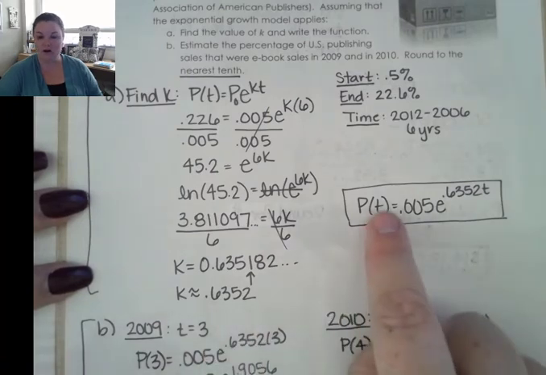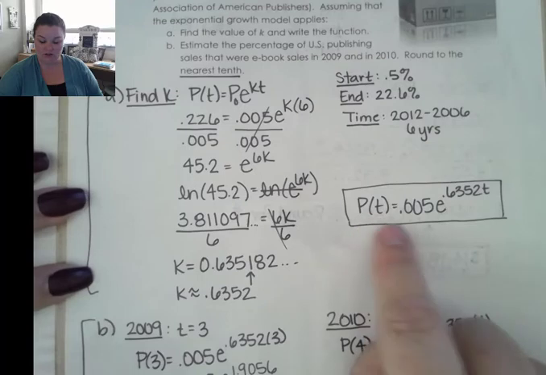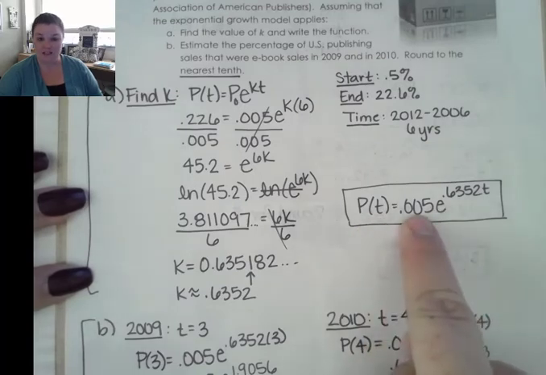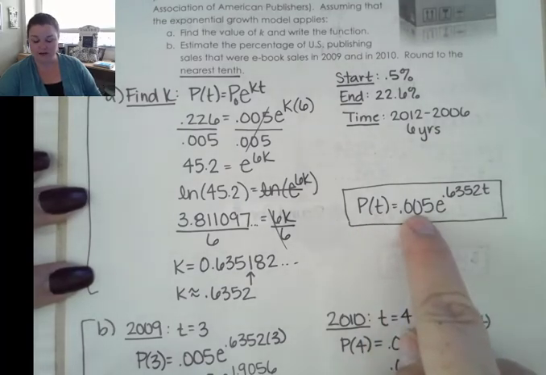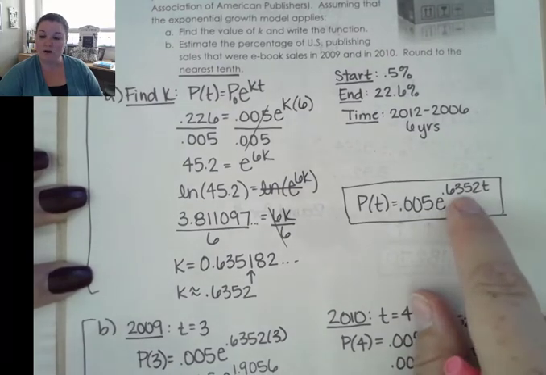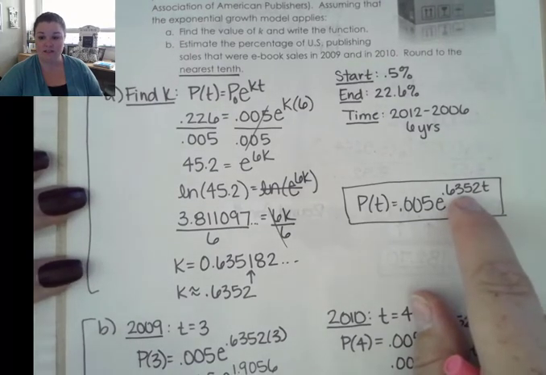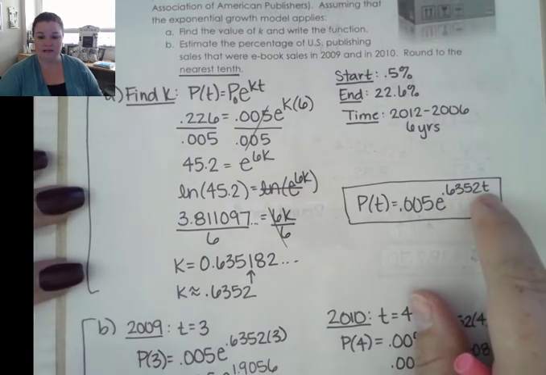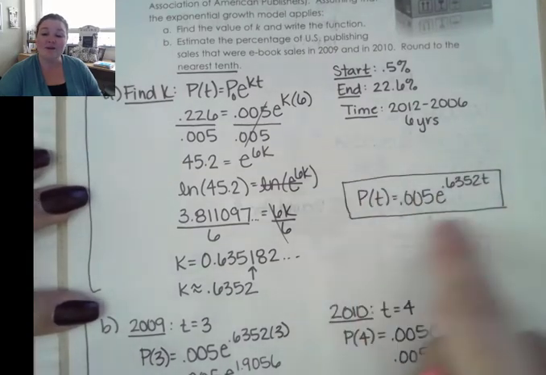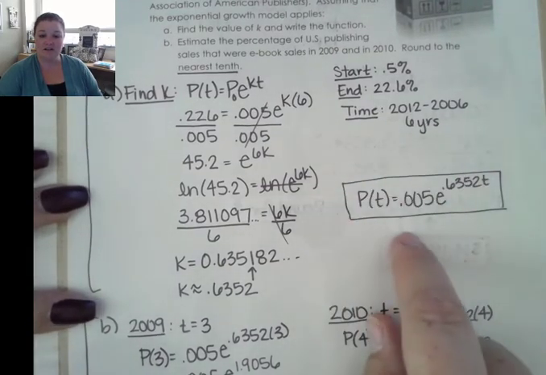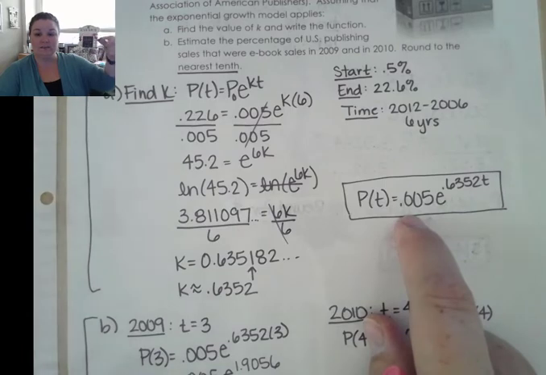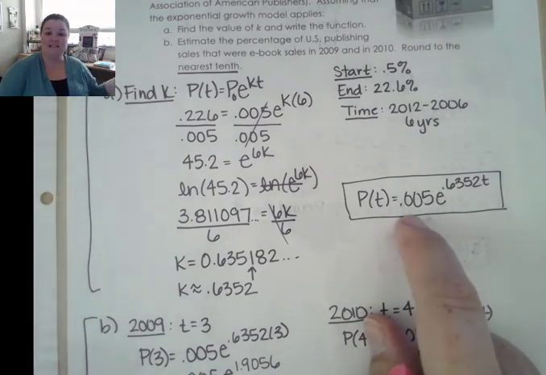So that means that our population function at time t should look like our initial percentage as a decimal, which is 0.005, times e raised to our rate, which is 0.6352 times our time. And now that we have our function, we can go ahead and either plug something in for t, or we can set it equal to something.